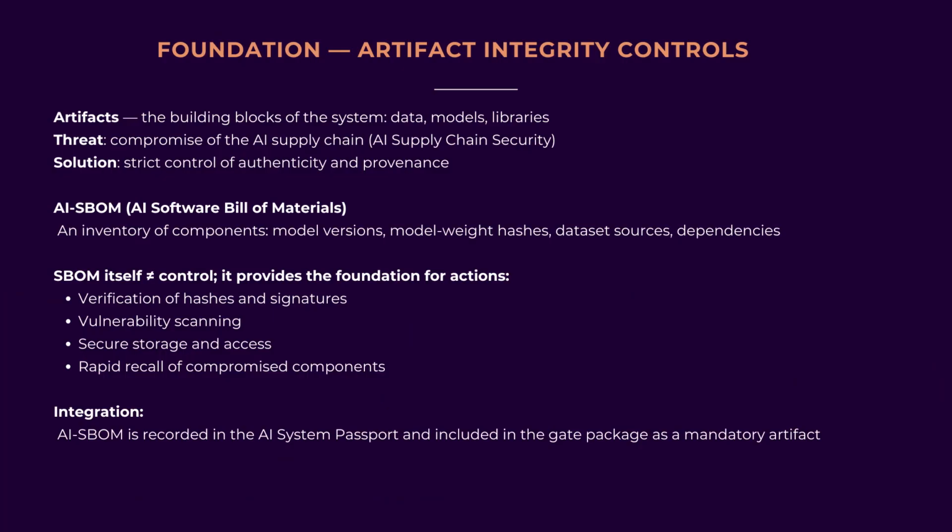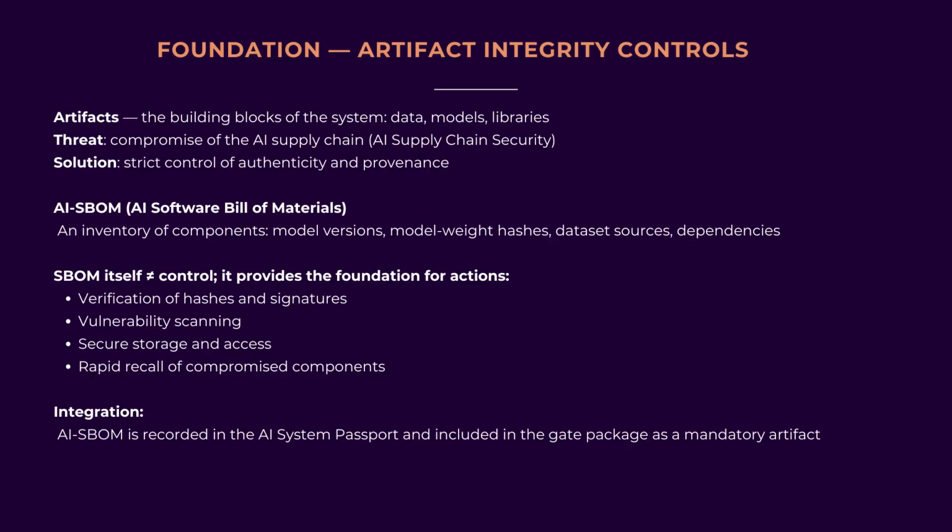The first, foundational layer is artifact integrity controls. By artifacts, we mean the building blocks of our system, datasets, pre-trained models, code libraries. If these blocks are compromised from the outset, all subsequent protection may be meaningless. Within this layer, particular attention is paid to AI supply chain security. Modern systems are rarely built from scratch. We use off-the-shelf models, open datasets, and dozens of third-party libraries. Each element is a potential attack vector, as we saw in the previous lesson.